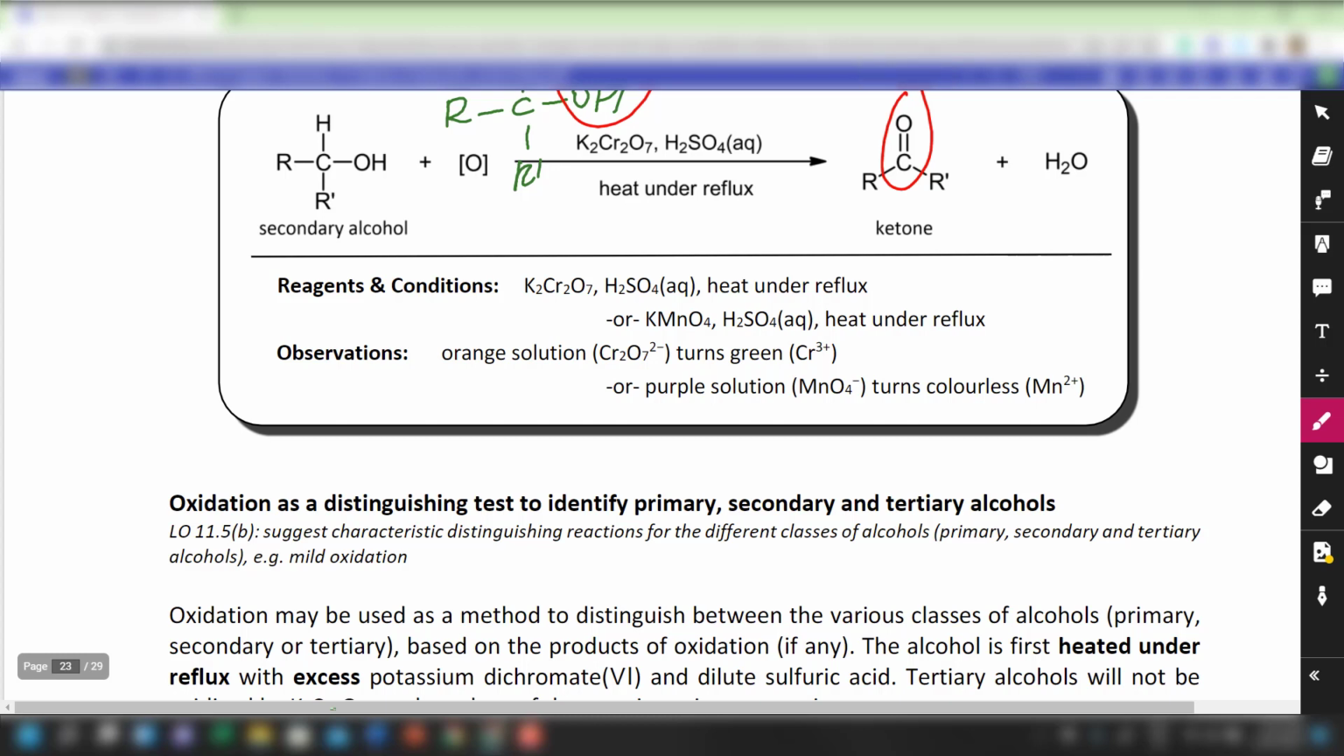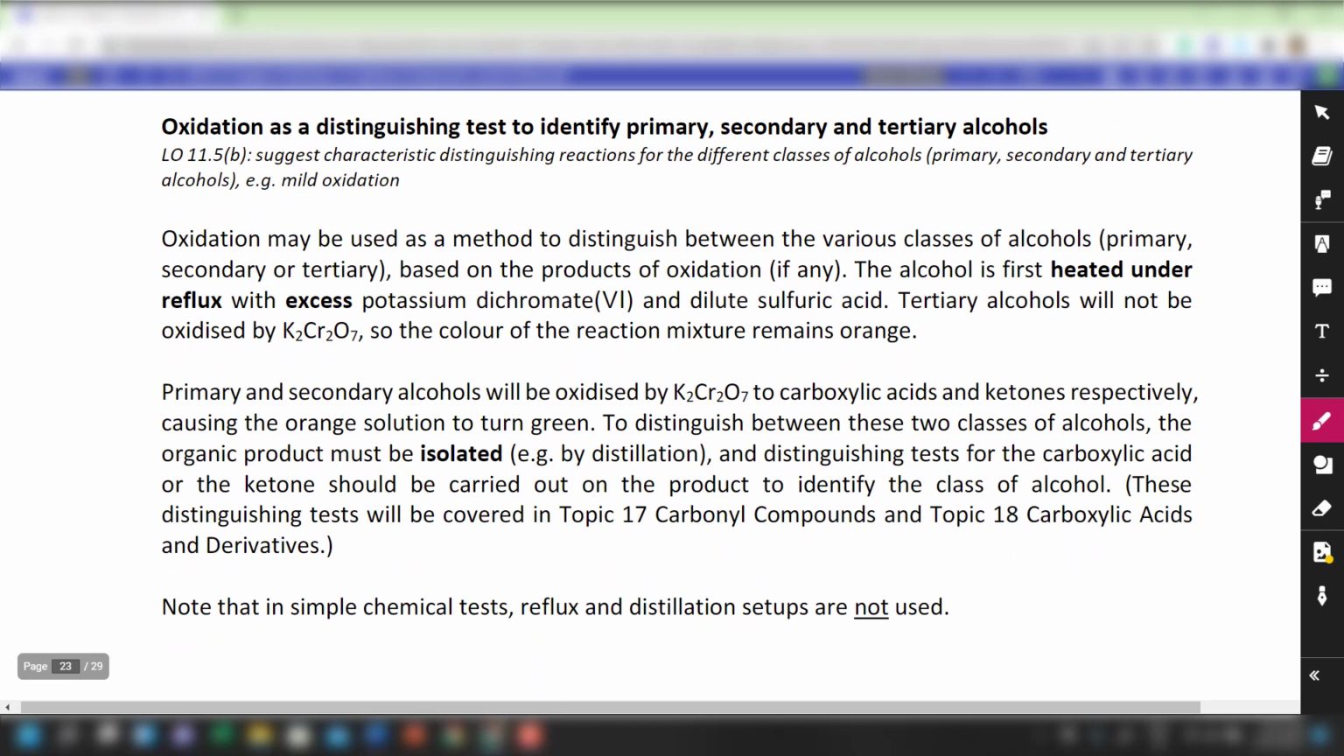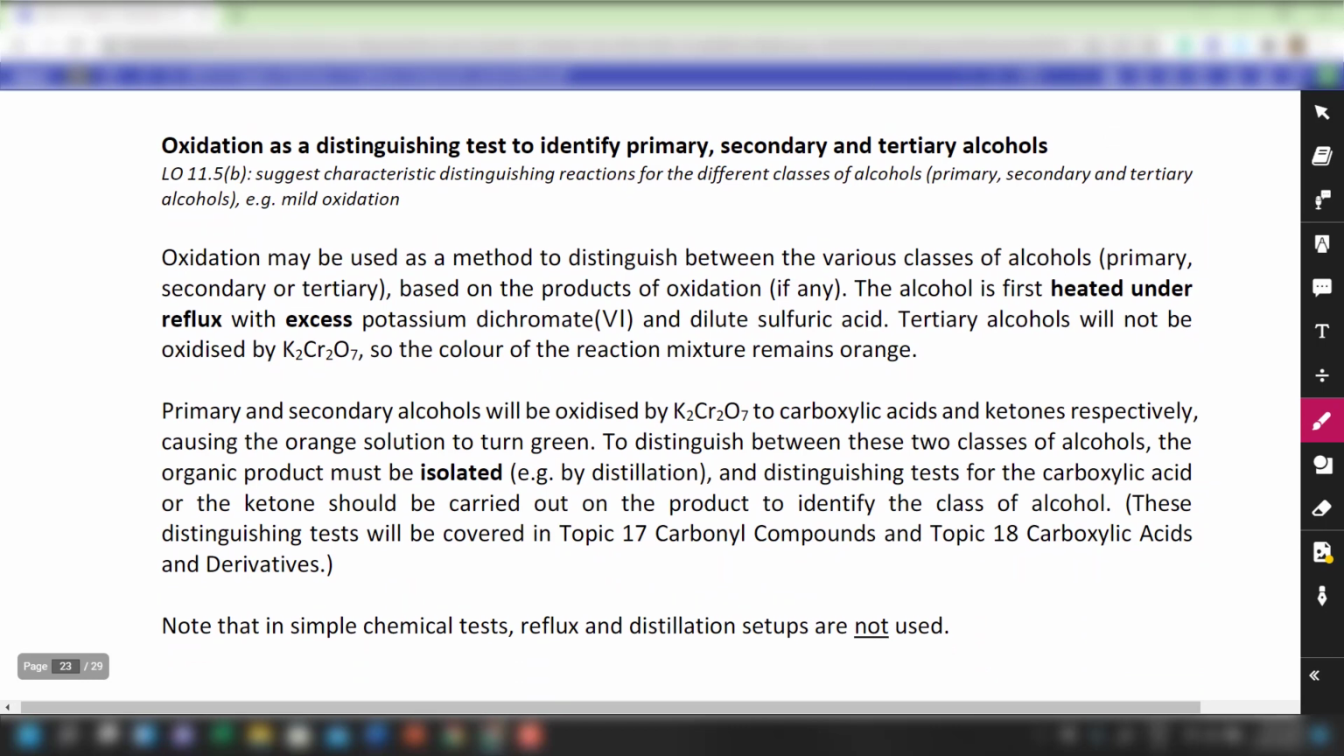You might want to take note of the observation. So potassium dichromate will turn green when you subject the system to oxidation, or purple potassium permanganate will turn colorless due to the Mn2+. Okay, so oxidation can be used as a distinguishing test for primary, secondary, and tertiary alcohols. How can we use it as a distinguishing test?